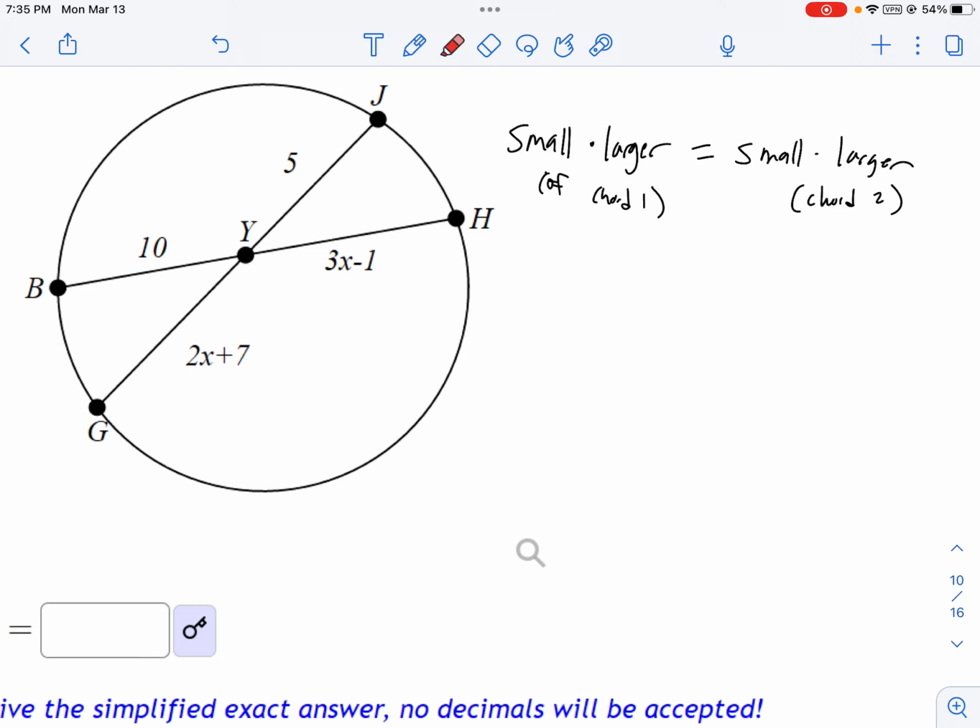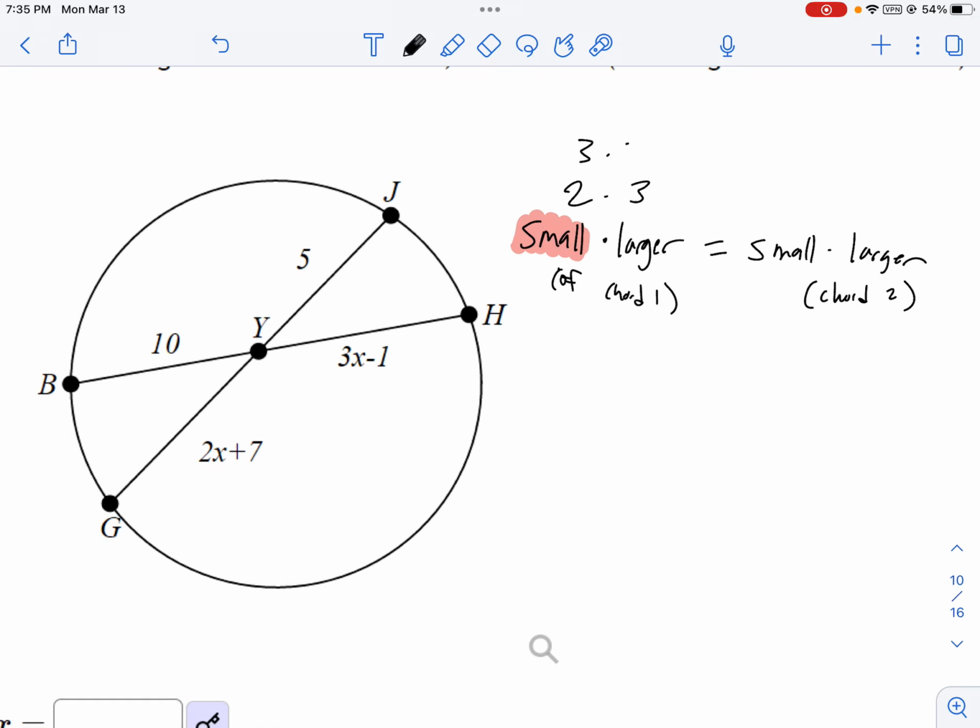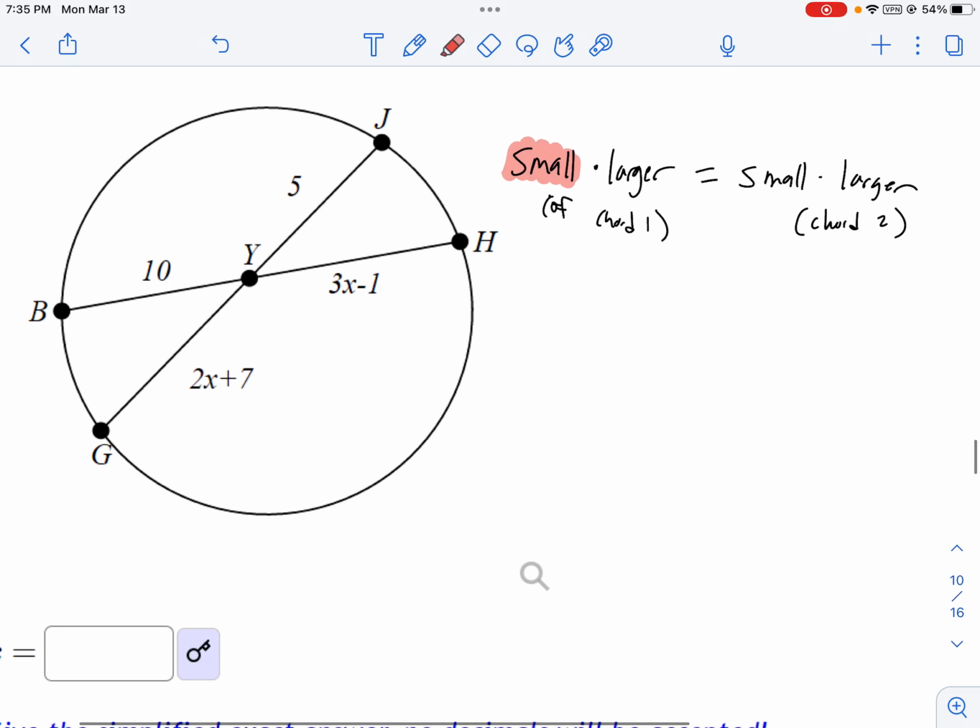So, for example, let me put this into perspective. If you can't really see which one's the smaller or larger, it doesn't matter because you're multiplying. If you do 2 times 3, isn't that the same thing as 3 times 2? Yeah, it is. So don't worry too much about which one's smaller, which one's larger. As long as you just pick the right numbers, you're good to go.